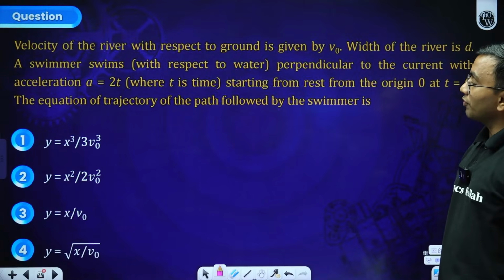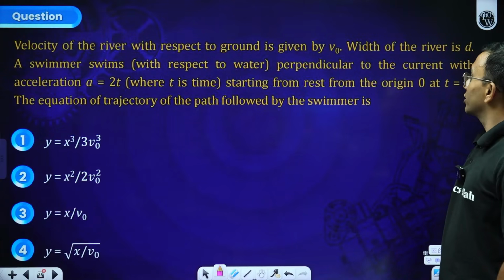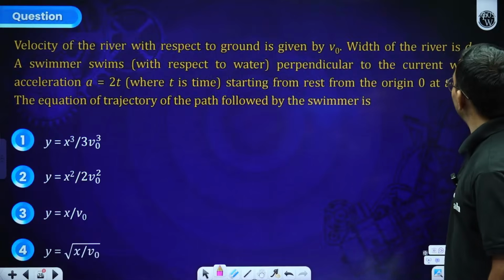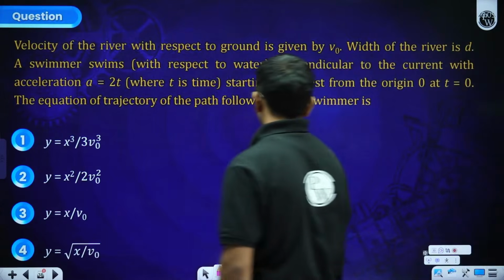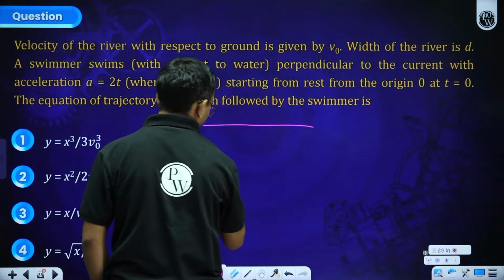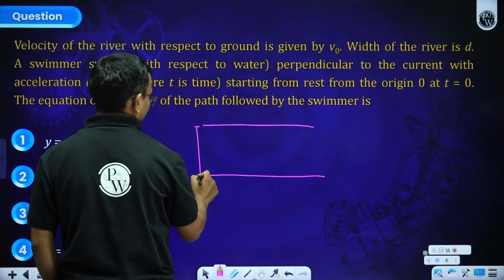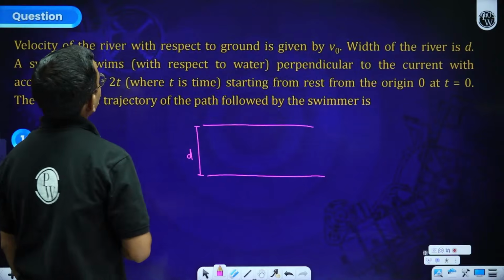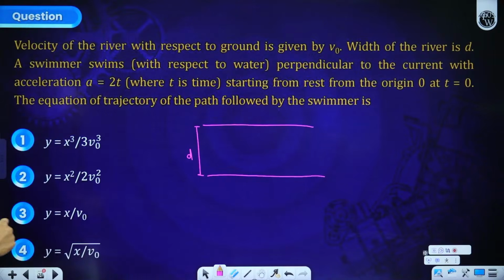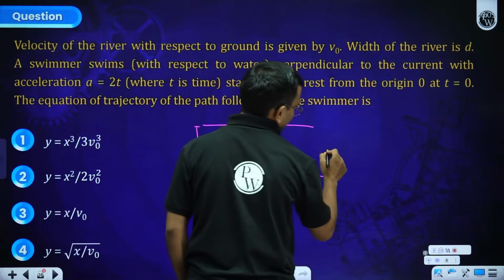Velocity of a river with respect to ground is v naught. Width of the river is D. Okay, so this is my river. Width of the river is D. Velocity of a river with respect to ground is v naught, means the river is flowing in this direction with v naught.